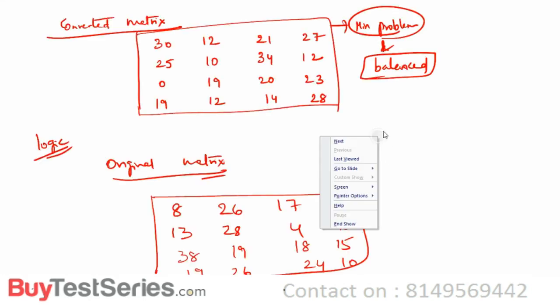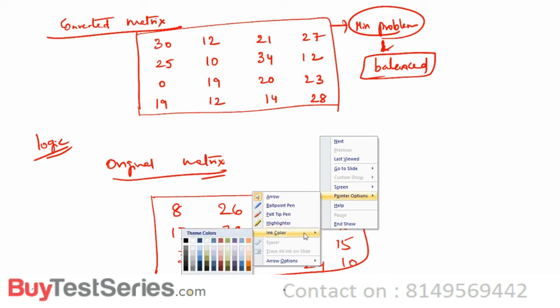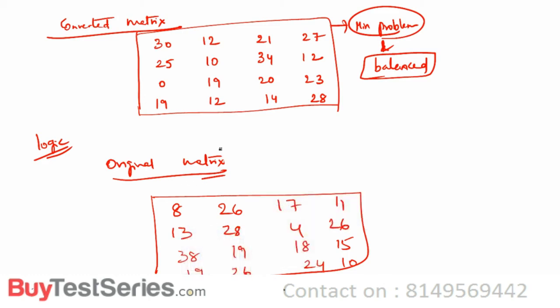Right, Nana. Now have a look into this particular matrix. I'll change the ink color. Now listen carefully. This is the original one, right? And this is the converted one. Now, the converted one and the original one will still give you the same answer. Try to understand the logic behind this conversion.